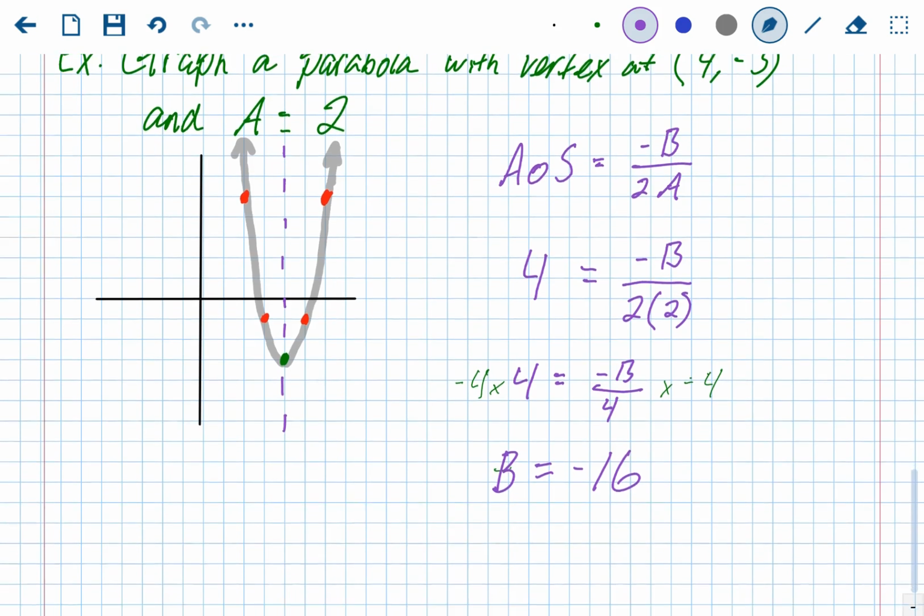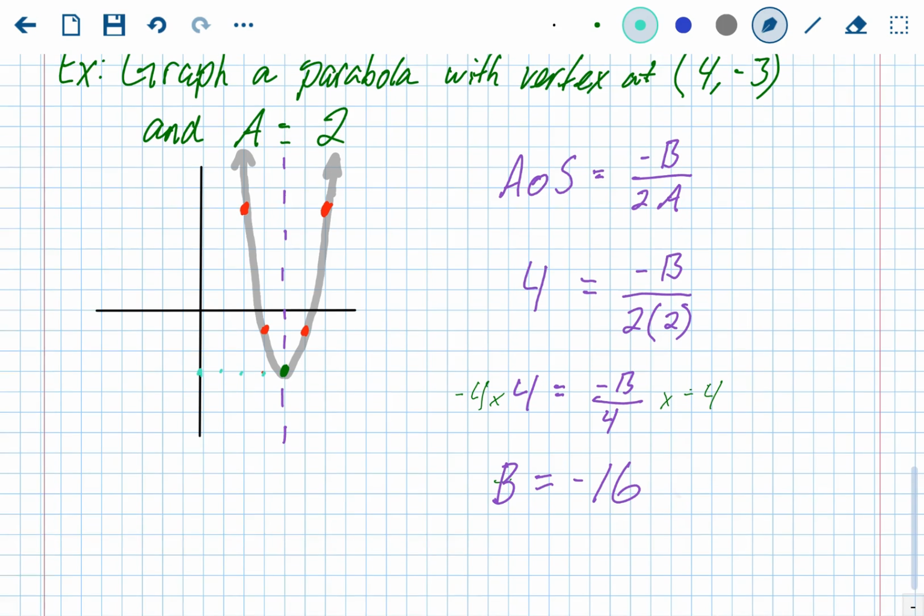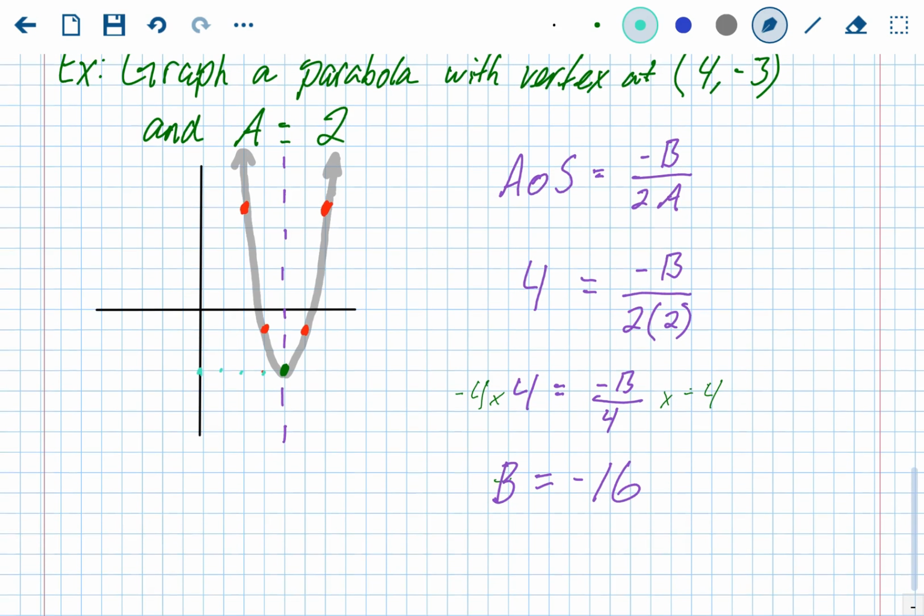We could also figure out what C is. C is always the y-intercept, right? So if we're going from the vertex, the y-intercept is going to be 1, 2, 3, 4 spots to the left. And if you have an A value of 2, and you need to go over 4 spots to the left, you would just have to figure out what you're going up. So this would be 2 times 4 squared, which is 32.